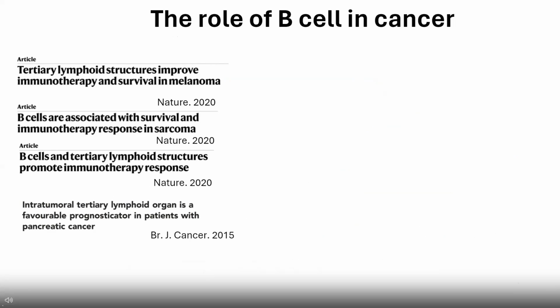While I was doing my postdoc study, a few landmark papers came out suggesting that tertiary lymphoid structures, which typically consist of a T and B cell response, are correlated with better patient survival in different cancer types, including melanoma, sarcoma, or even breast cancer. And similarly, some earlier studies in pancreatic cancer also suggest there can be presence of intratumoral tertiary lymphoid structures, and that they are associated with favorable prognostic factors in pancreatic cancer.